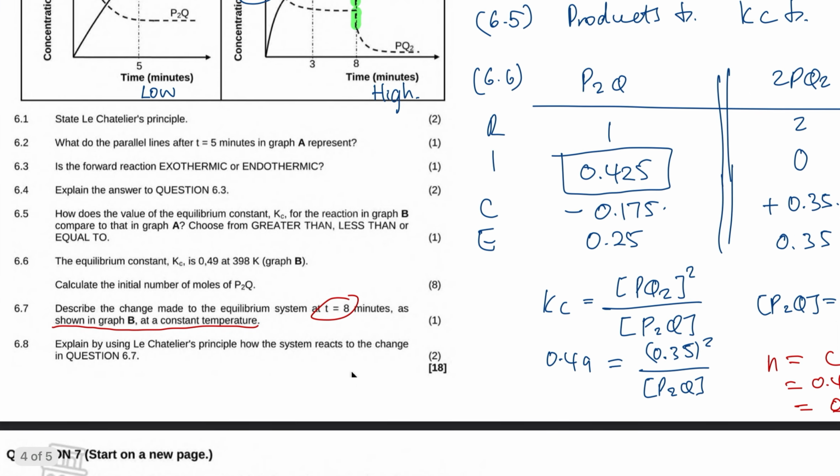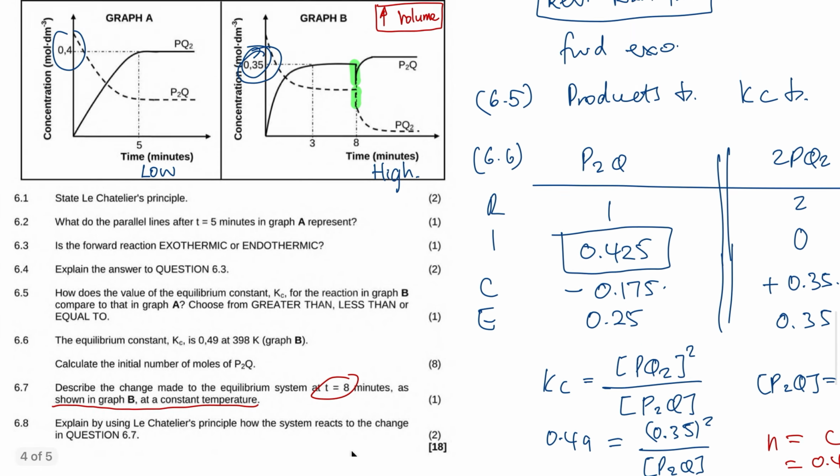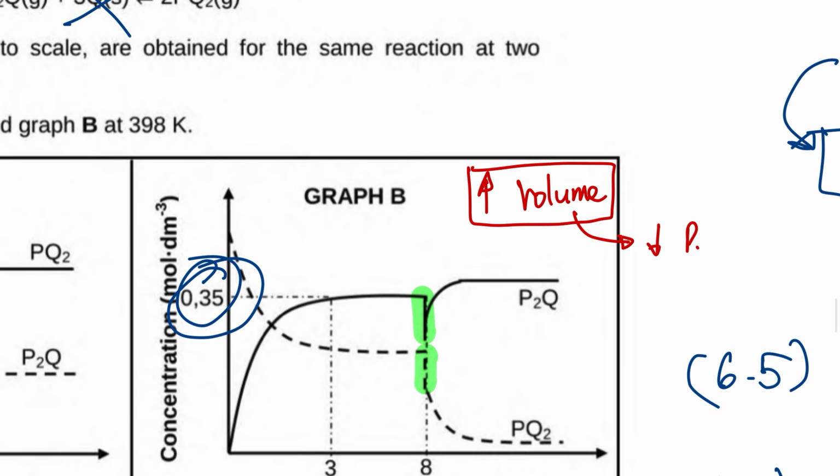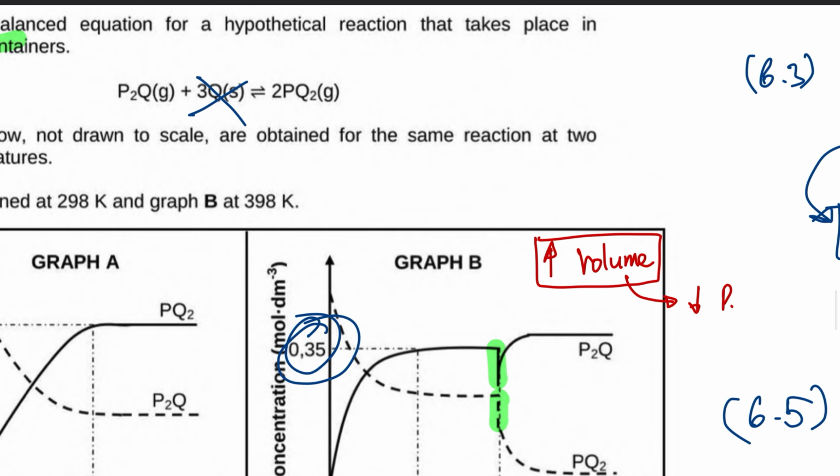And explain using Le Chatelier's principle how the system reacts to the change. So if I increase the volume, there is an effect. Increasing the volume decreases the pressure. So if the pressure decreases, the system will want to favor the side that has more molecules.